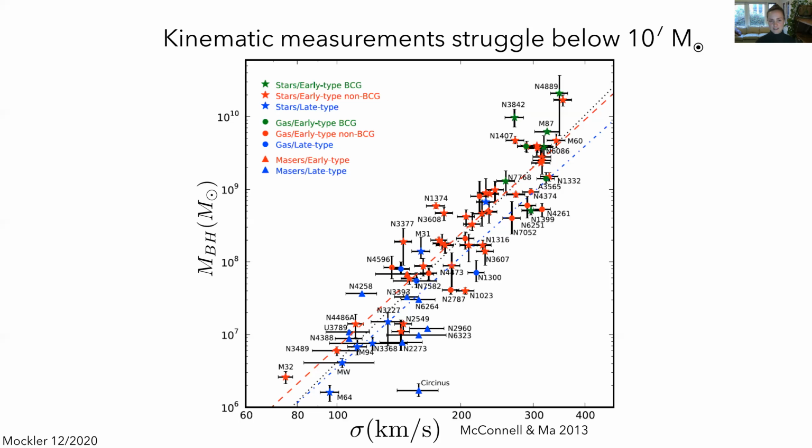So this is particularly exciting because a lot of other measurement methods struggle at lower masses. For example, kinematic measurements, because as you decrease the mass of the black hole, the velocity near the sphere of influence will be less and it'll be harder to measure it.